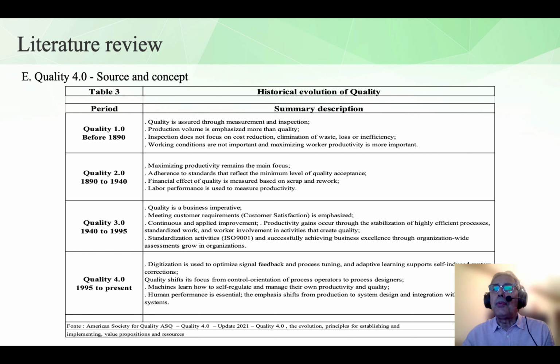In the Quality 4.0, we have digitization being used to optimize signal feedback and process tuning, and adaptive learning supports self-induced system corrections. Quality shifted the focus from control orientation of process operators to process designers. And machines learn how to self-regulate and manage their own productivity and quality. Human performance is essential.